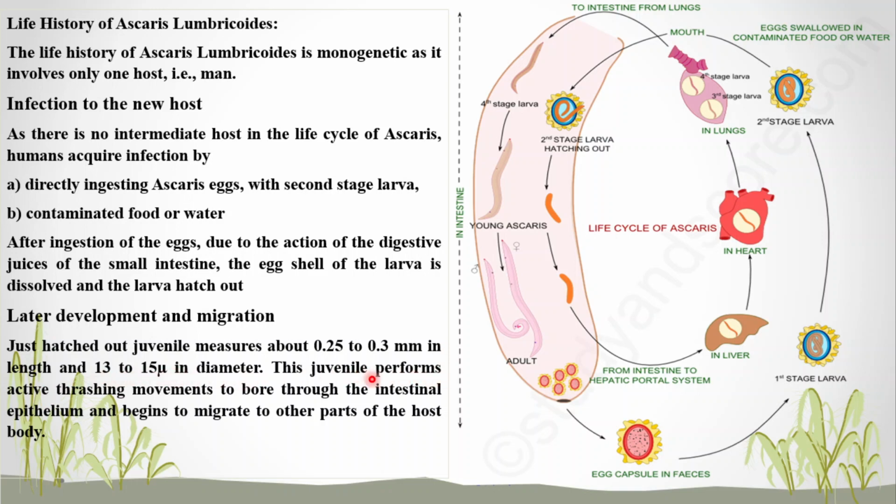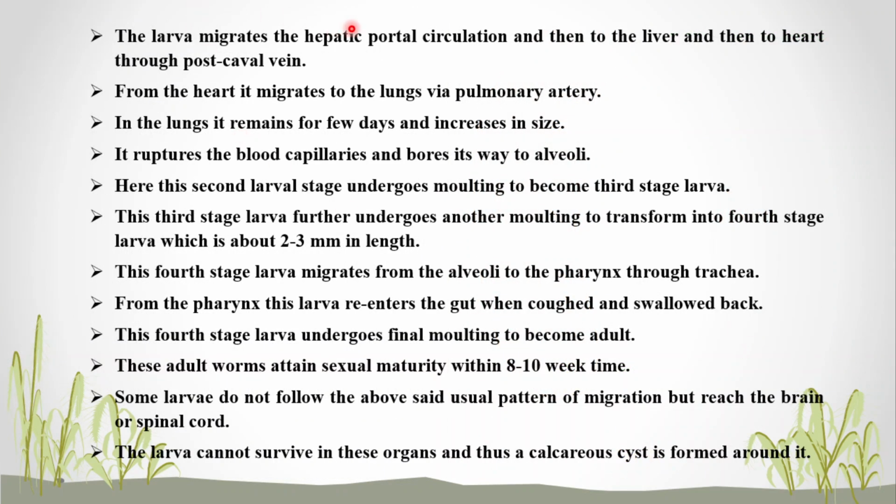This juvenile performs active pressing movement to bore through the intestinal epithelium and begins to migrate to other parts of the host body. By boring the epithelium or internal membrane, it ruptures the membranes and migrates to other parts of the host body. Now, the larva migrates into the hepatic portal circulation and then to the liver. From this hepatic portal circulation, it enters the liver and then the heart. From the liver, it enters the heart through the postcaval vein. So this is the track from the intestinal part.